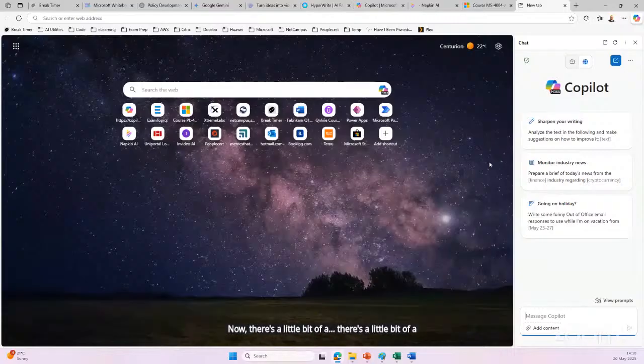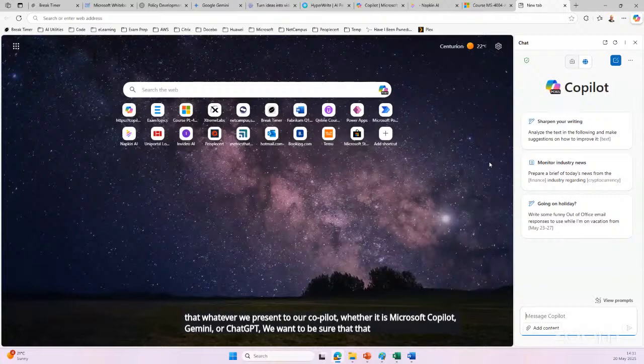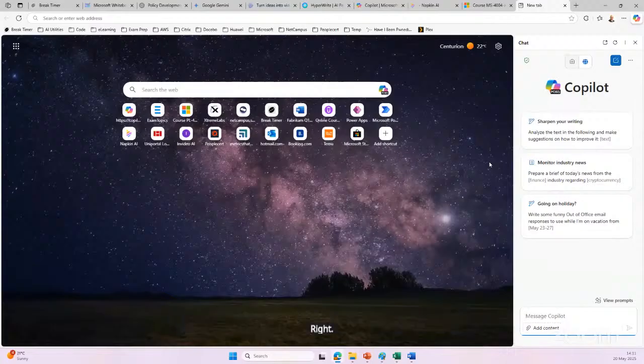Now there's a little bit of a caveat to this, and that caveat is safety and security, of course. We want to be sure that whatever we present to our Copilot, whether it is Microsoft Copilot, Gemini, or ChatGPT, that data remains safe and secure, and that the data we present it with is not going to be used to train additional models, so that we don't expose data.